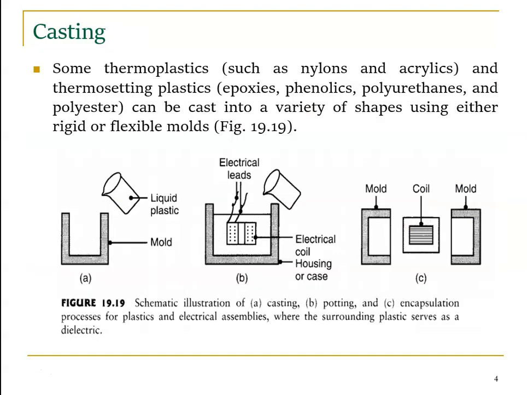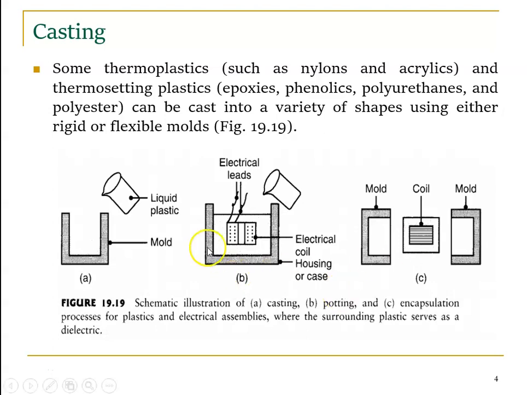Right, so the first thing is the casting process. We know what is meant by casting; in previous classes we've seen casting. In casting, generally molten metal is poured into a mold, and the mold is the cavity or replica that represents the final product. Some thermoplastics such as nylon and acrylics, and thermosetting plastics such as epoxies, phenolics, polyurethane and polyesters, can be cast into a variety of shapes using either rigid or flexible molds. So some plastic components are made by the casting process.